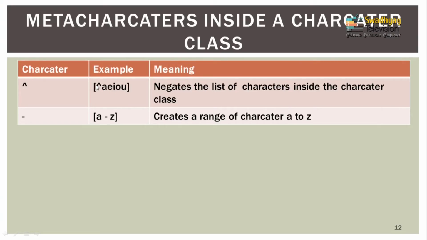If the caret symbol is outside the square bracket, then it represents a different meaning. It represents that the caret character should be the first character of your pattern, but within the square bracket it negates the list of characters. The hyphen symbol is used to create a range of characters, A to Z. So if I write into square brackets A hyphen Z, that means A, B, C, D, E, F, G up to Z, all the small letters.